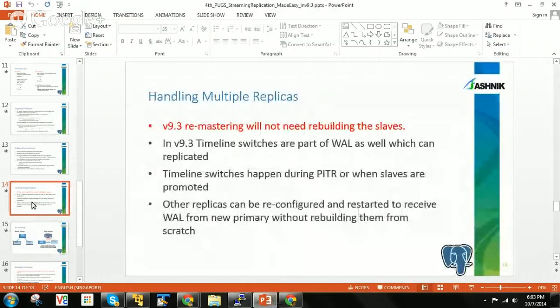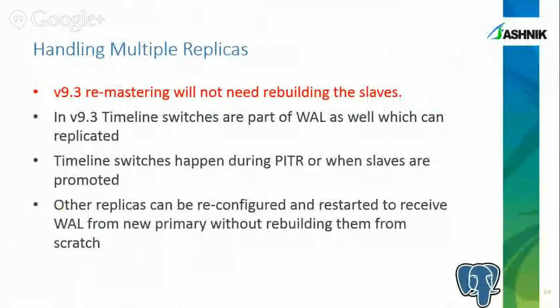Meanwhile, let us go back to our discussion. Now, what is remastering? Remastering is about promoting a slave as a master, and other slaves should point to this new master. That is remastering. Now, as I discussed, in 9.3 timeline switches are part of your WAL records. So timeline switches, which can happen during point-in-time recovery or when a replica becomes master, all that information is now going to be part of WAL, so it will be replicated, and hence you can point an old slave which was pointing to a master to a new master.